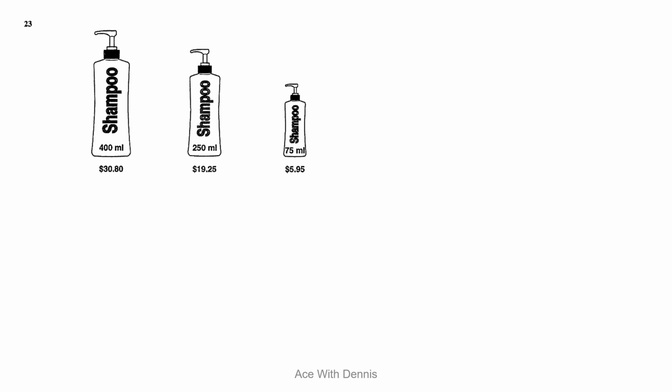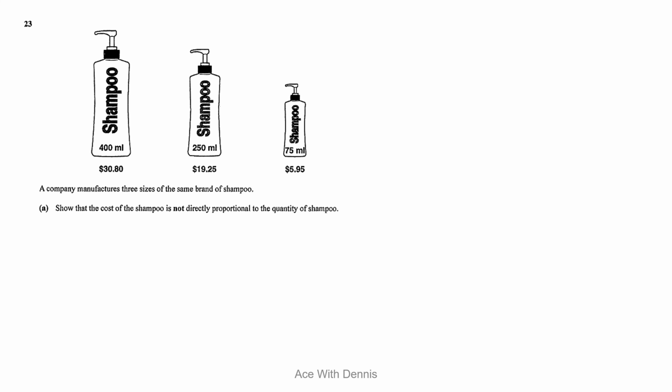Question 23. Given this diagram, a company manufactures 3 sizes of the same brand of shampoo. A. Show that the cost of the shampoo is not directly proportional to the quantity of shampoo. 2 marks. Alright, so to answer this question, we need to check the rate of price for each bottle here. So let's calculate the large bottle.